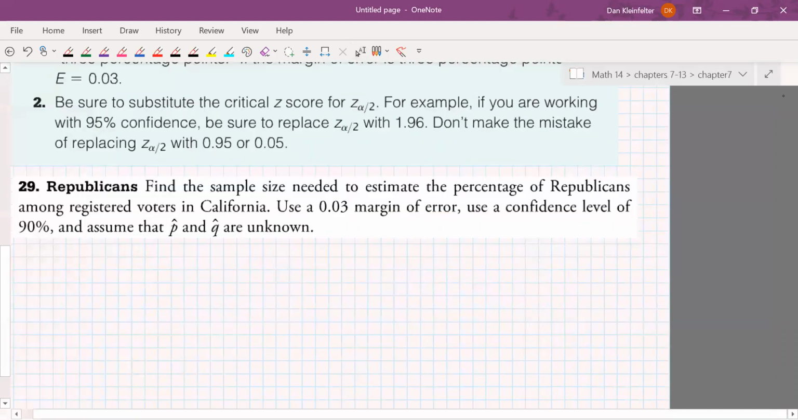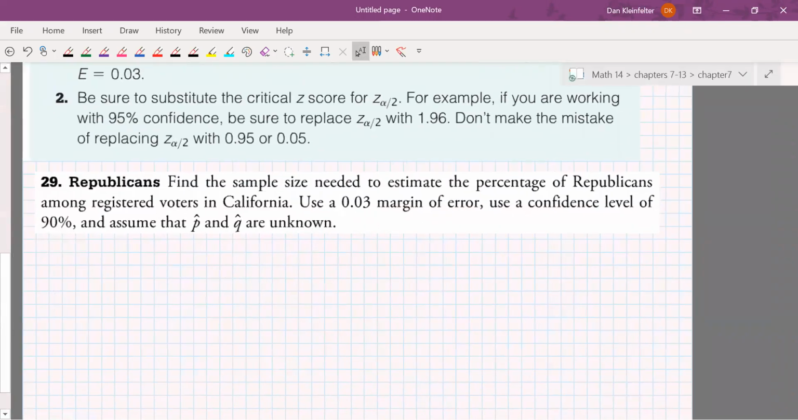Let's say that we want to estimate the percentage of Republicans among registered voters in California. We're going to use 0.03 margin of error and have a confidence level of 90%. We'll assume that P hat and Q hat are unknown. We're not making a confidence interval this time. We want to figure out how big of a sample size we would need to make a 90% confidence interval and have the margin of error end up being 0.03. And so this will tell us the sample size.